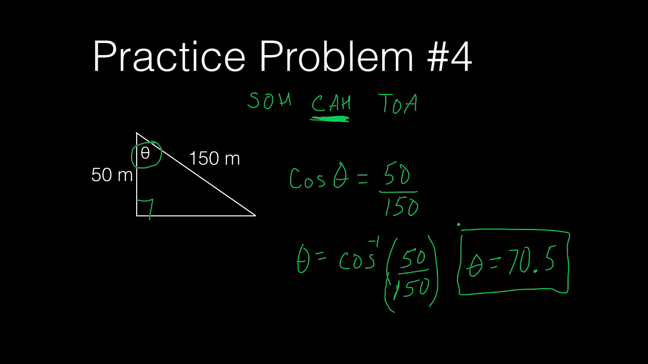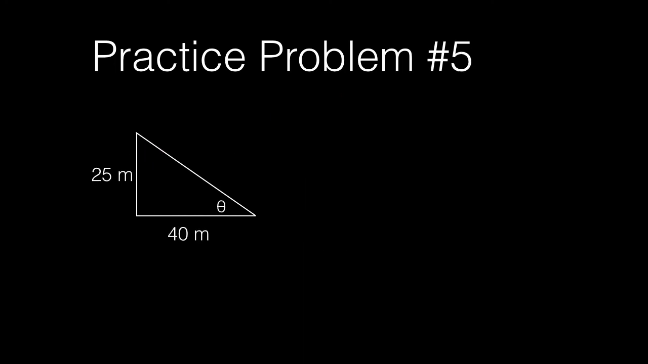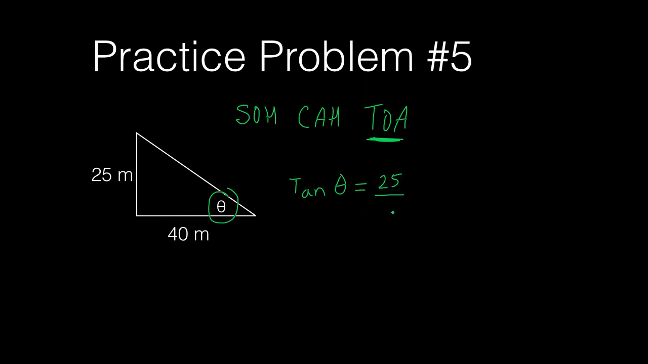Okay, one more problem. If we look at practice problem number 5, again we have an unknown angle, so we had to know two sides. And it looks like our sides are opposite theta and closest to theta, so opposite and adjacent. So if we look at SOHCAHTOA again, we have opposite and adjacent. So we're looking for opposite and adjacent. You're going to see it right here. So tangent of theta, that's the angle we don't know, is equal to the opposite of that, which is 25, divided by the adjacent, which was 40.